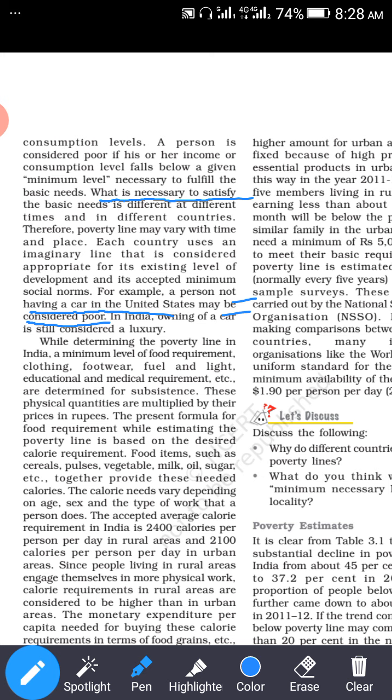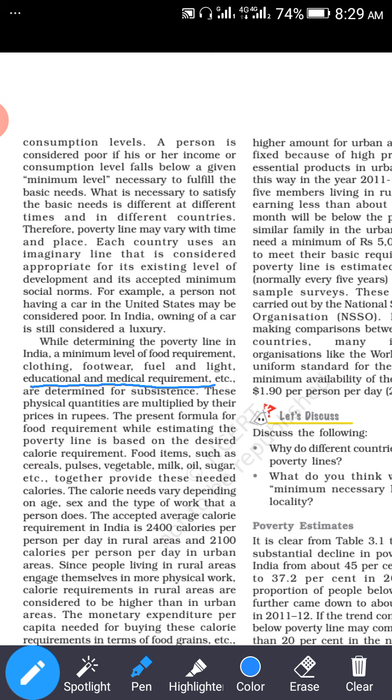So we can't say that, but it is very important that basic needs can vary from place to place or country to country, and each country uses imaginary lines. It can't be said that this line is the poverty line, but in the easiest definition, a person fulfills their necessary or basic needs, and the level can be developed. So it is an important thing for the poverty line. And the poverty line in India includes a minimum level of food requirement, clothing, footwear, fuel and light, education, and medical requirements.